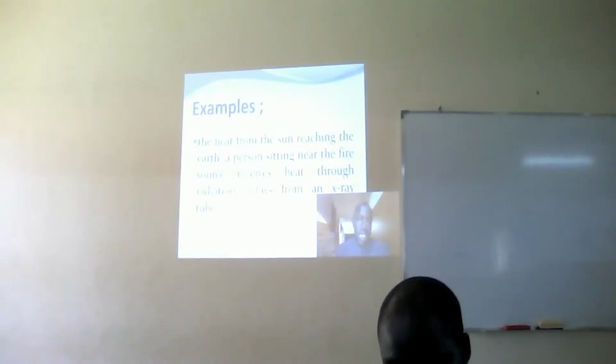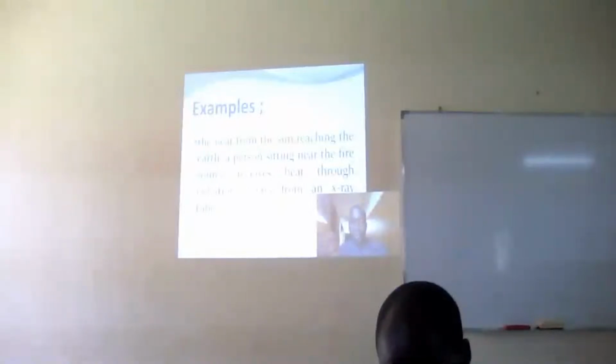Then the next one is a person sitting near a fire source receiving heat through radiation. This one is self-explanatory. When it is too cold and you want to warm yourself, you just put the fire there and sit near it. The heat from the source will reach you, traveling in vacuum, which we call radiation. Then the last example is X-rays from an X-ray.